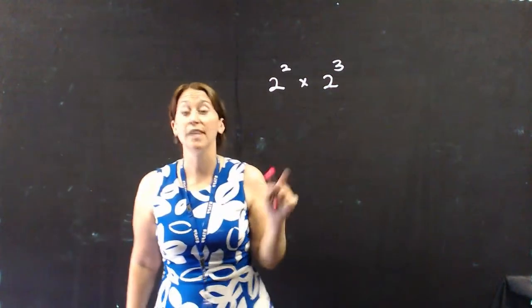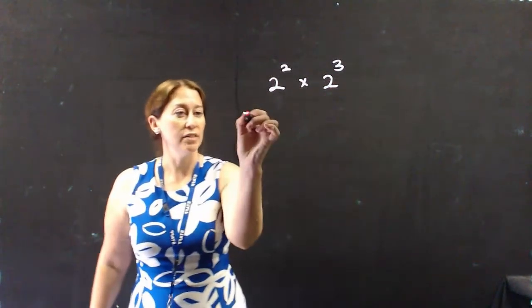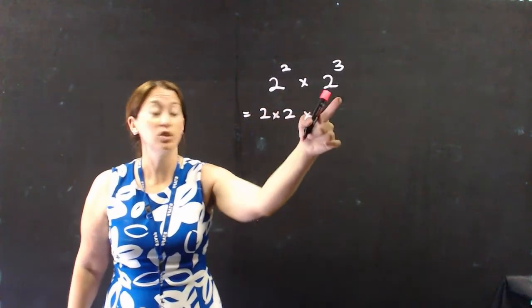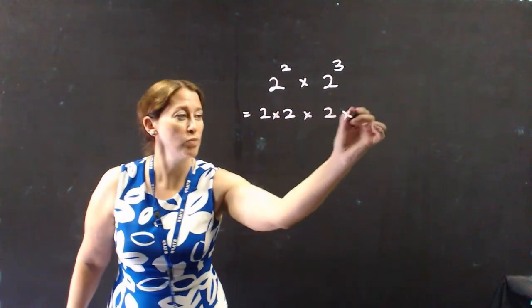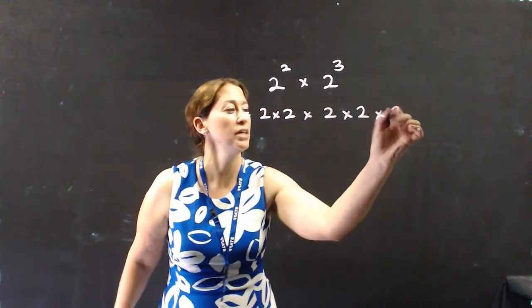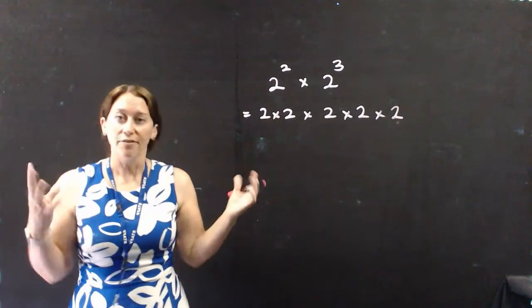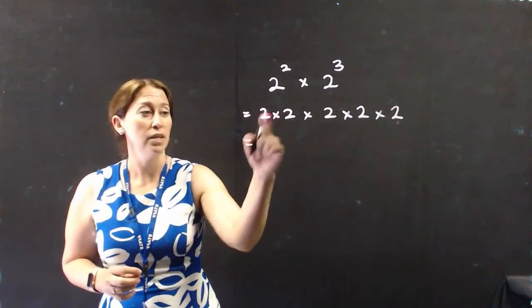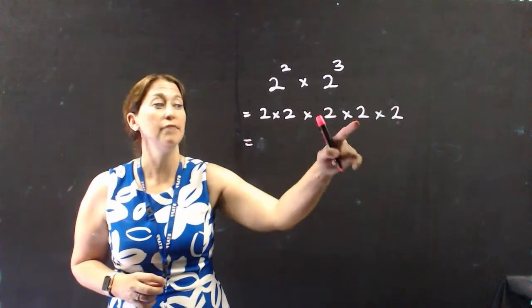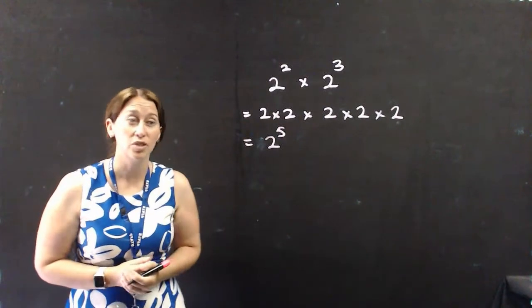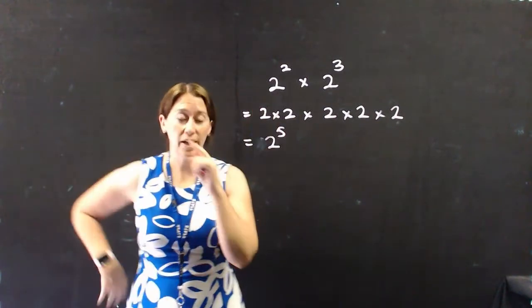Now, if I were to write that in factor form, we get 2 squared is actually 2 times 2, multiplied by 2 cubed, which is 2 times 2 times 2. Oops, I've written 3 there, excuse me. There we go. Now, if I pull those together, I can write that better in index form as 2 to the power 1, 2, 3, 4, 5. This is 2 times 2 times 2 times 2 times 2, which is 2 to the power 5.